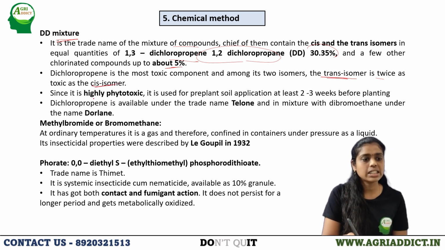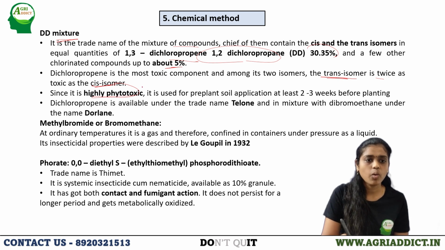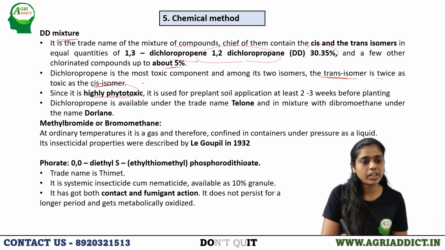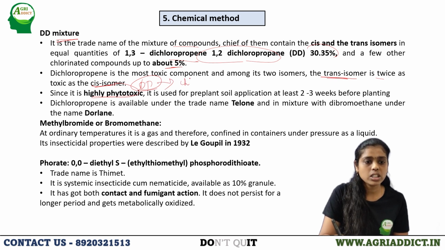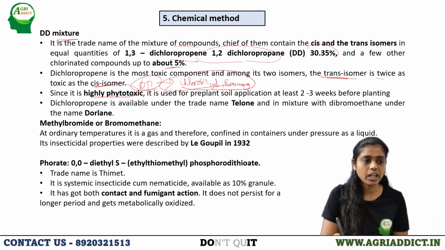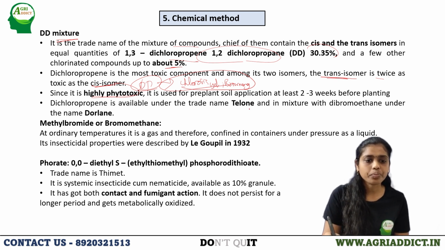It also exhibits some phytotoxic effects. What are the phytotoxic effects? If the DD mixture is applied on the plant, it shows symptoms like chlorosis, yellowing, and browning. Such symptoms can be seen on the plant. So we have to be careful while using these chemicals.